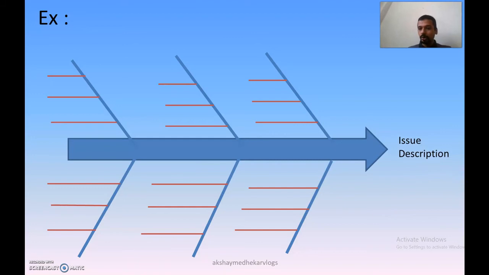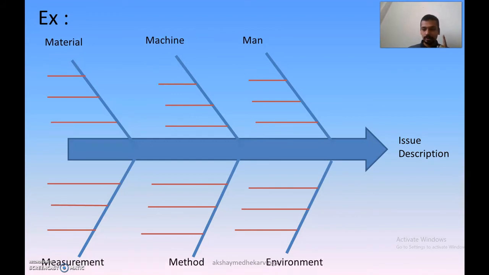You need to write the issue description. What issue do you need to capture through the fishbone diagram? You need to write the issue description in detail. For that issue, you need to capture all the affecting factors: man, machine, material, measurement, method, environment. So you need to capture all the details regarding that affecting issue.